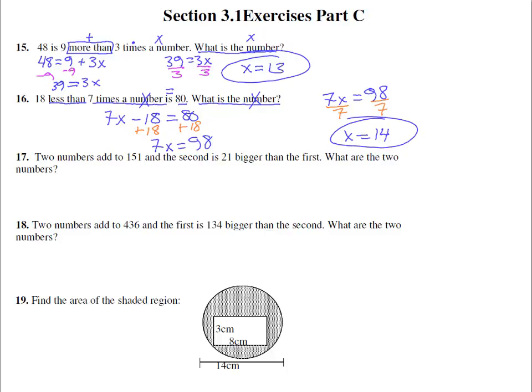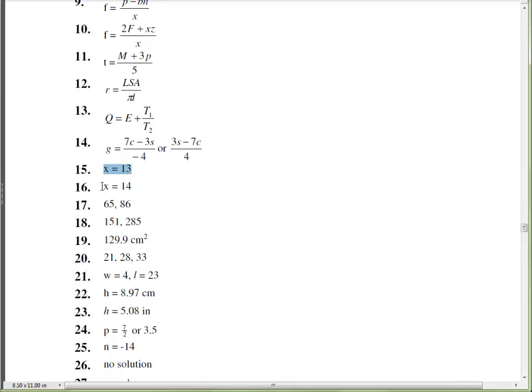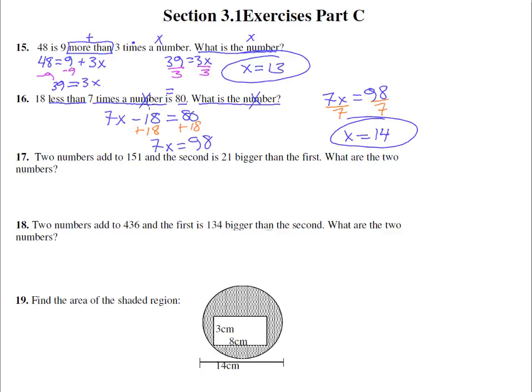Let's double check that answer. X is 14. And you can check and stick it back in, say, okay, if the number's 14, does it really make sense? 18 less than 7 times 14? Well, 7 times 14 is 98. 18 less than 98 is indeed 80. All right, let's see what we have here.